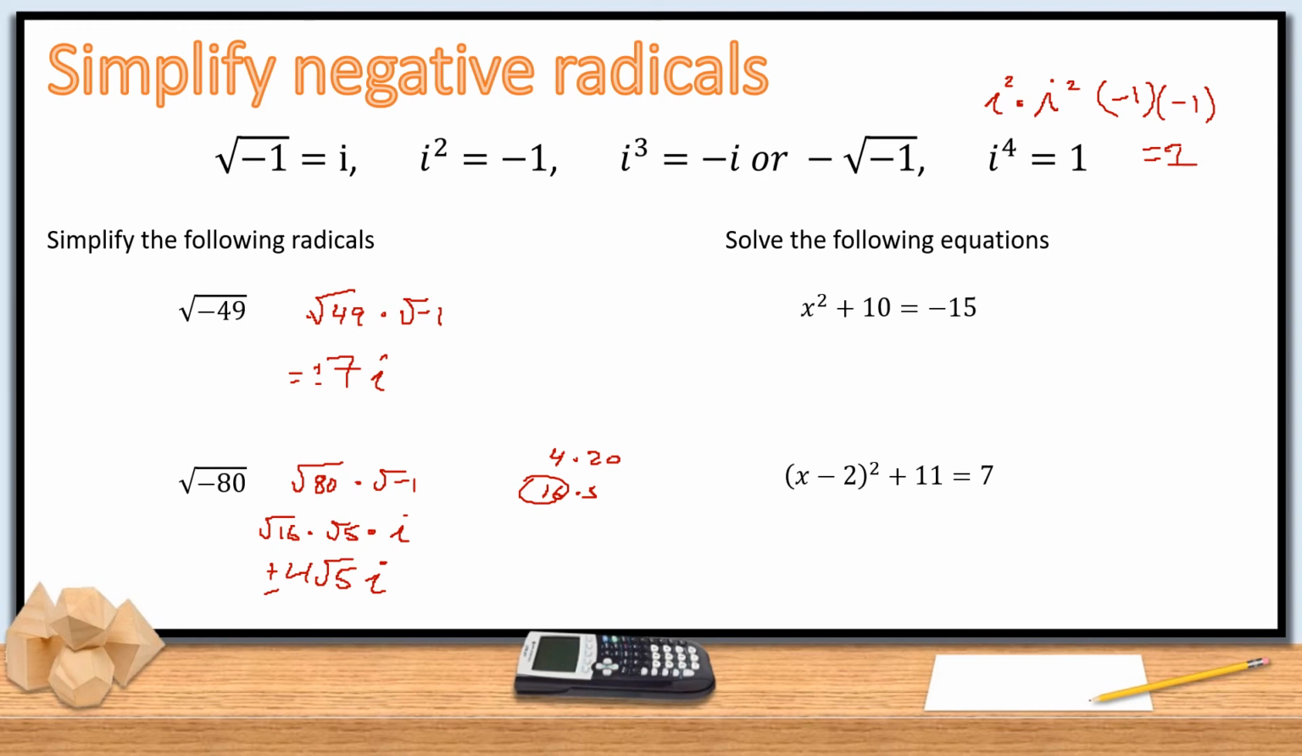So if we solve the equation, x squared plus 10 equals -15, if I subtract 10 from both sides, I get x squared equals -25. Square root both sides, so I get x is equal to square root of -25, so that's square root of 25 times square root of -1, so it's going to be 5i, so it's going to be plus or minus 5i.